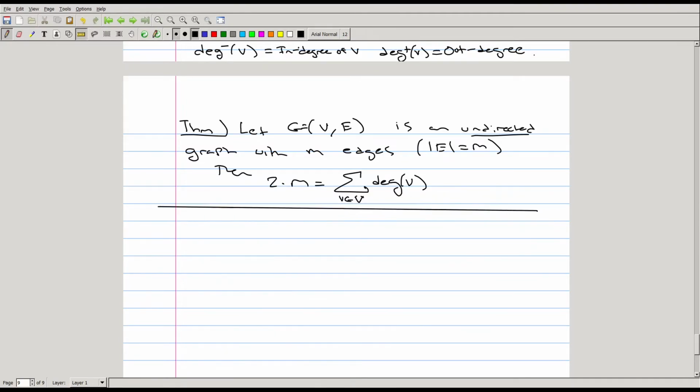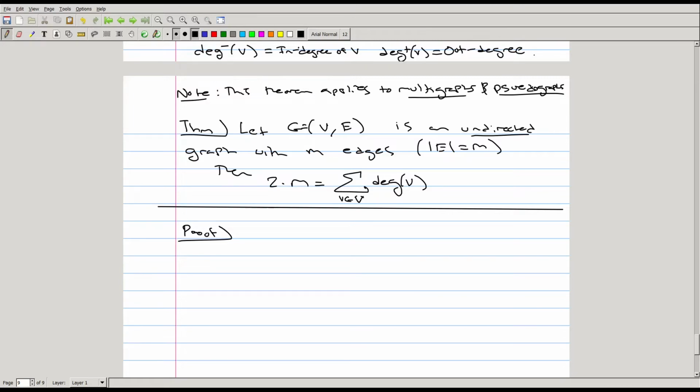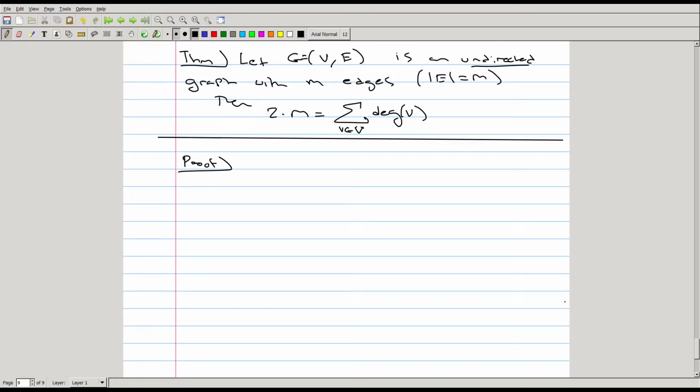And it's important to note that this theorem also applies if multiple loops are present, so to multigraphs, and to pseudographs, so if multiple paths are present or if loops are present. And this can be proven in a very straightforward manner by using induction on M, where M is the size of the edge set.